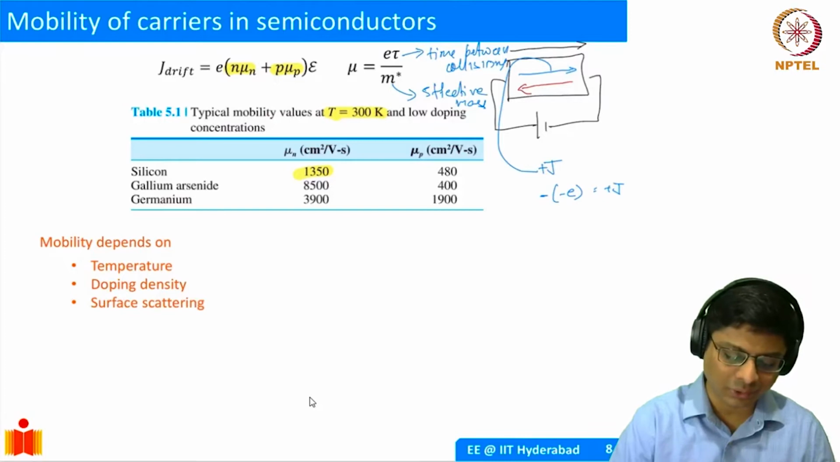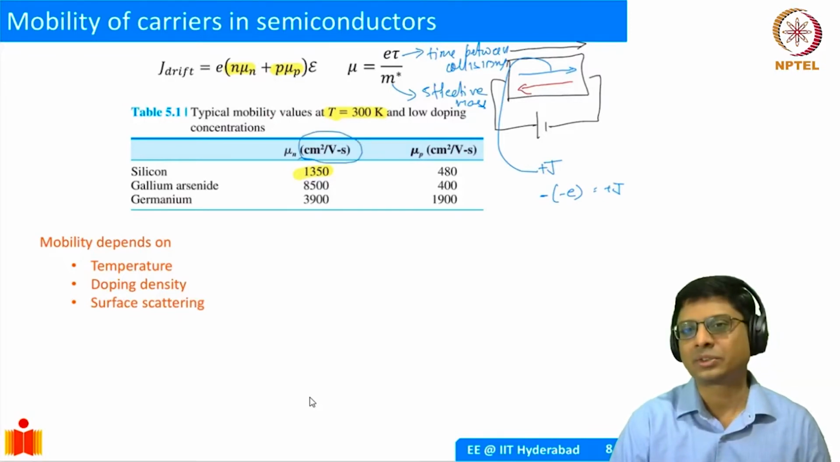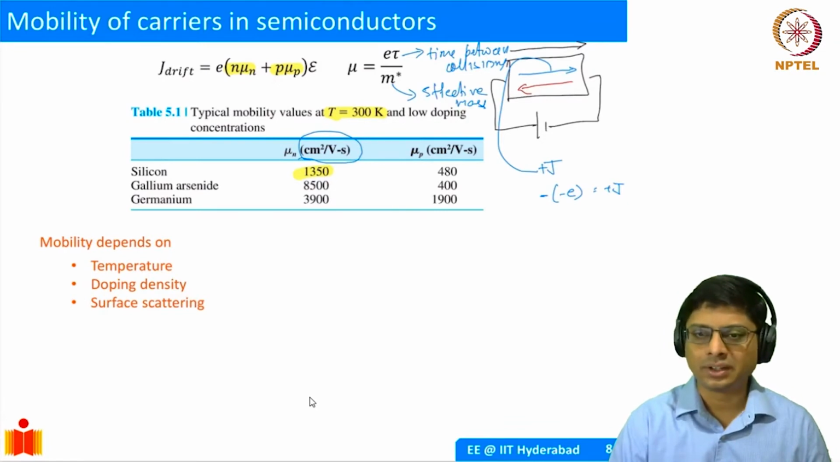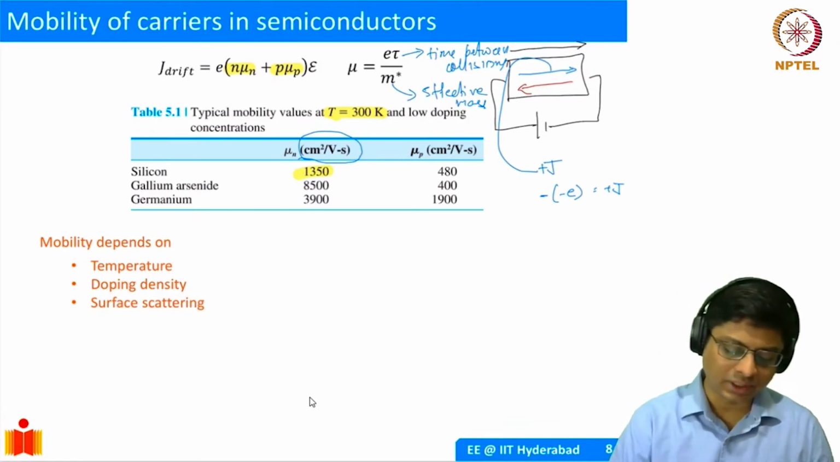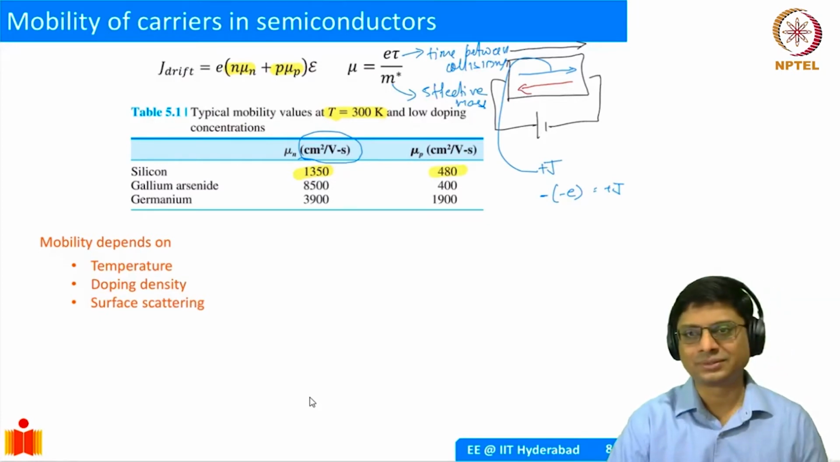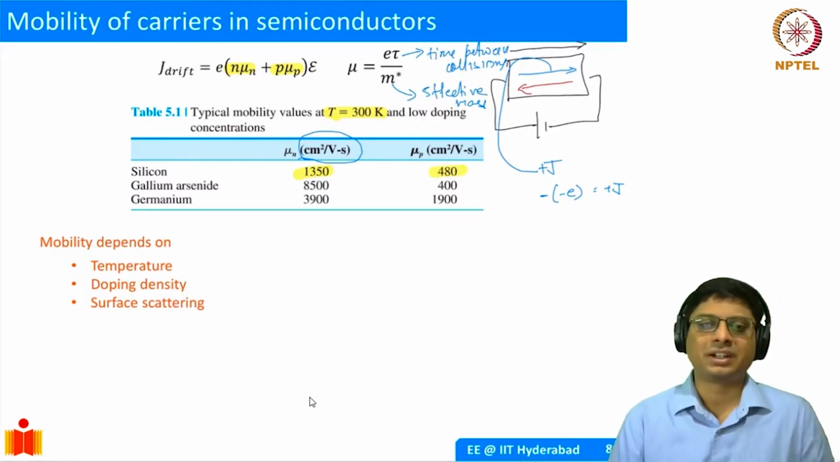I asked you to verify what the units are. The units of mobility are going to be centimeter square per volt second. So the mobility of electrons is going to be 1350, and the mobility of holes is going to be 480. This is a typical number for silicon.